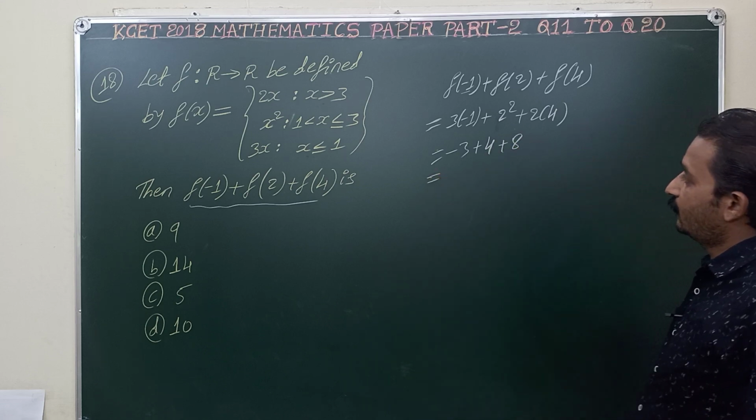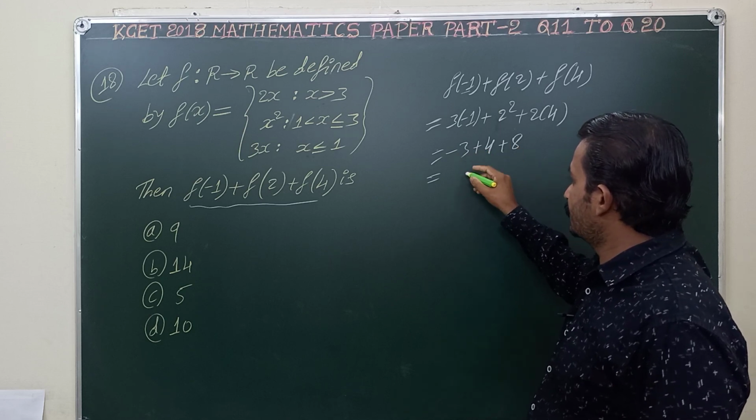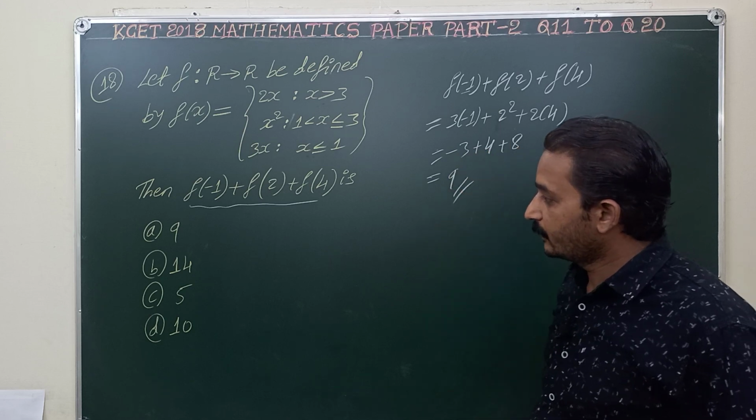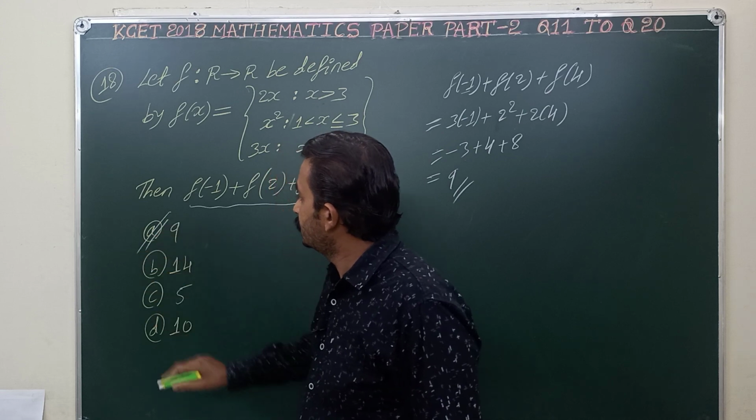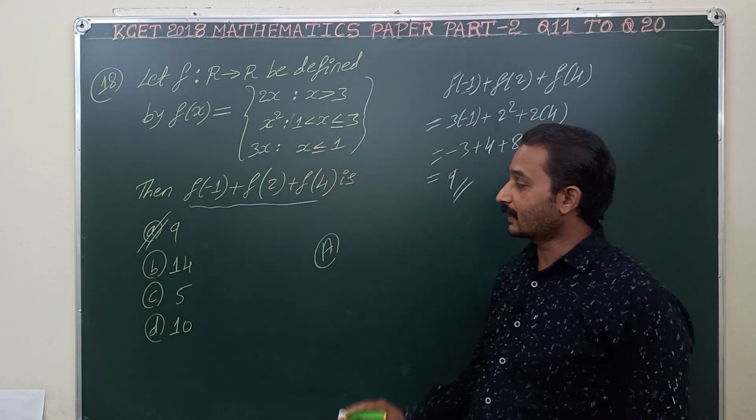So this becomes 3 into minus 1 minus 3, 4 into 2 is 8, so 8 plus 4 minus 3, 1. 8 plus 1 is 9. 9 is the correct answer. Option A is correct. So this is an average question. Most of the students solve this question easily.